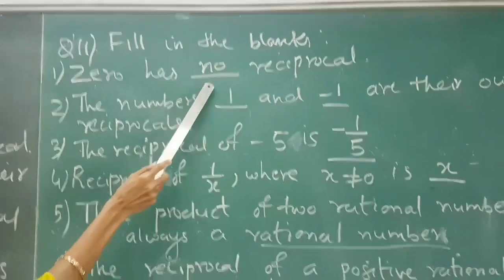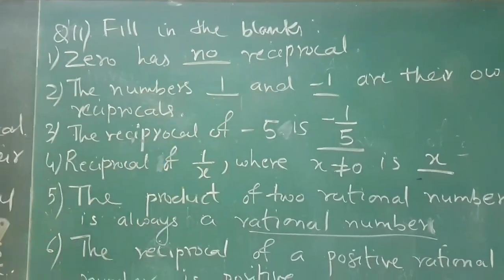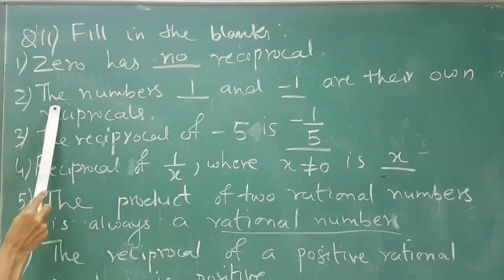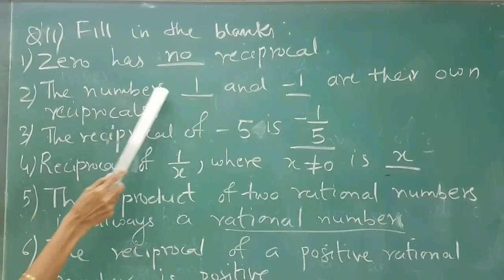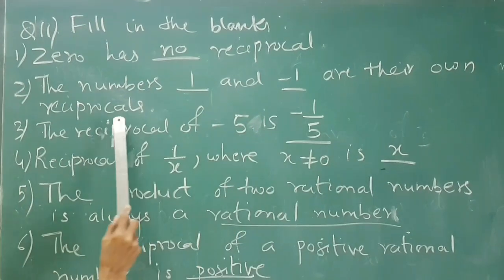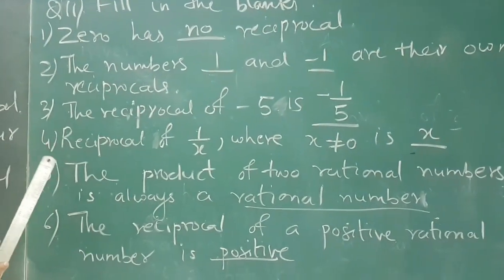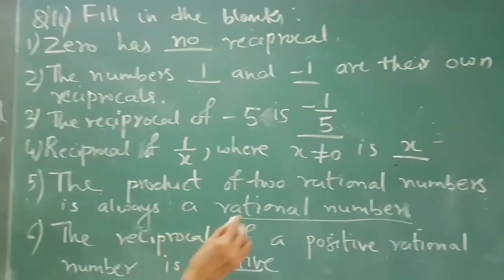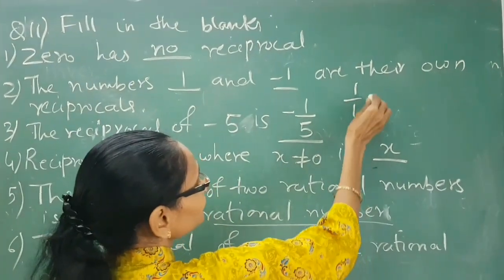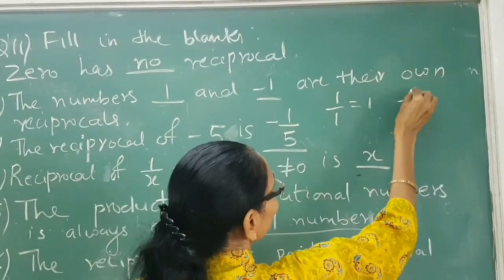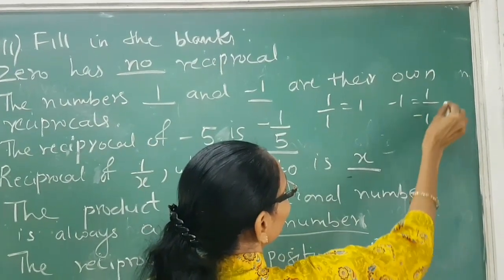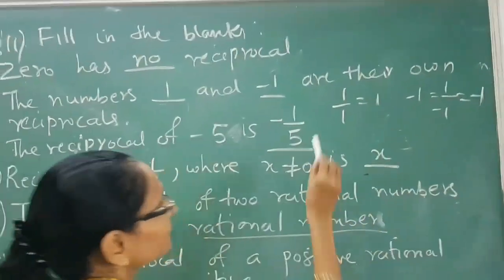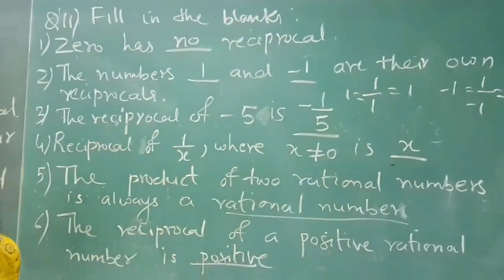First one, 0 has no reciprocal. That also I have mentioned while explaining in previous class. Second, fill in the blank. The numbers 1 and minus 1 are their own reciprocals. This also I have taught. 1 upon 1 and suppose minus 1. So this will be 1 upon minus 1 is equal to minus 1. So minus 1, reciprocal will be minus 1. 1 will also be 1.